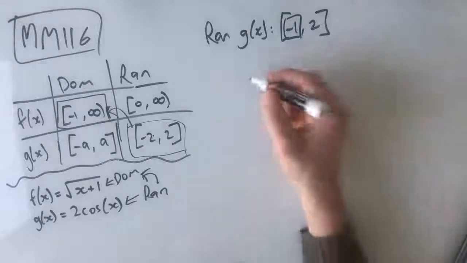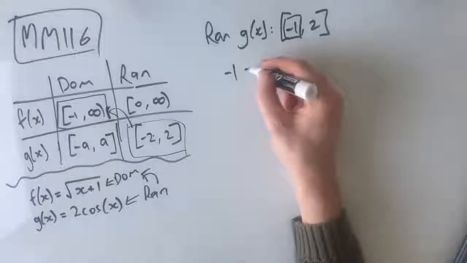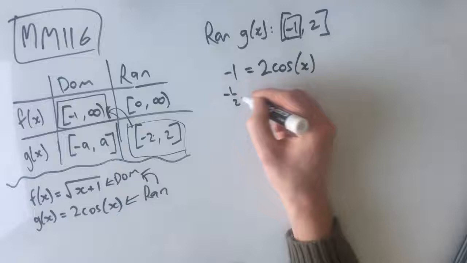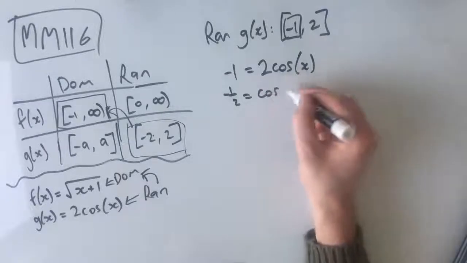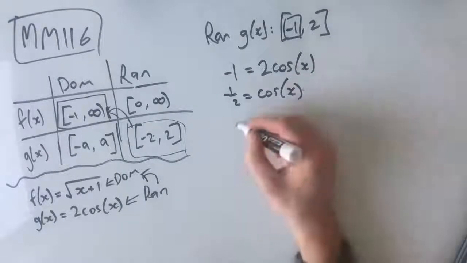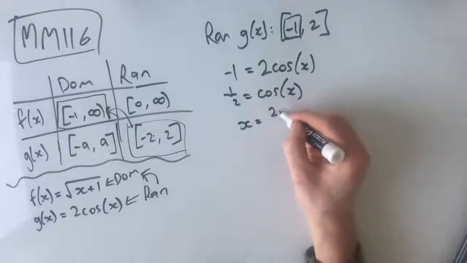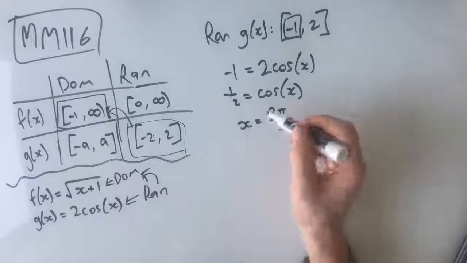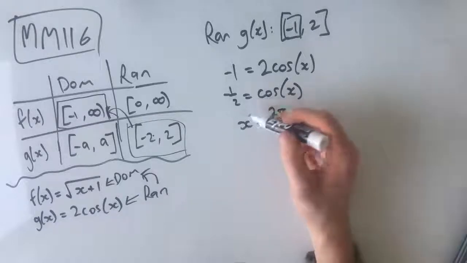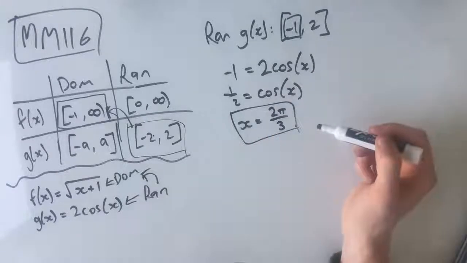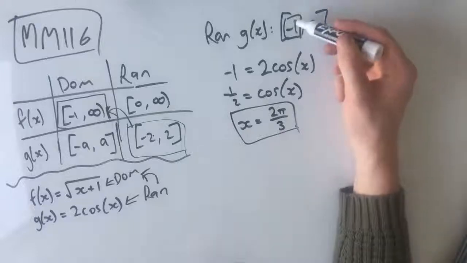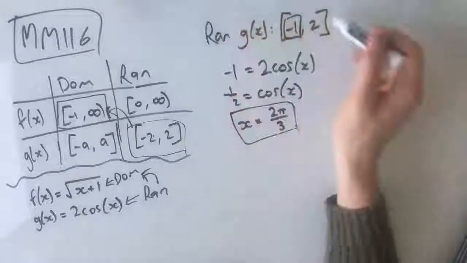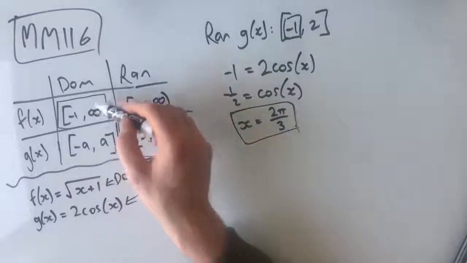So what we do is we simply sub in negative 1 for g of x. So we get negative 1 equals 2 cos x. So it means negative 1 over 2 equals cos x, which means that x is equal to 2 pi over 3, which means when we change x to 2 pi on 3, that means that we get a y value of negative 1, which means that the range of g of x is now a subset of the domain of f of x.